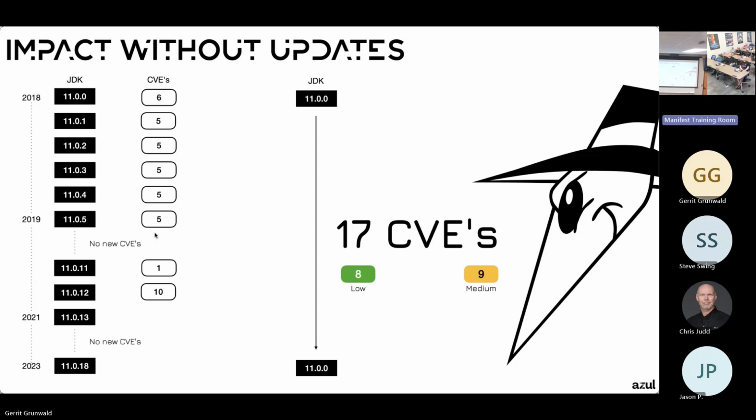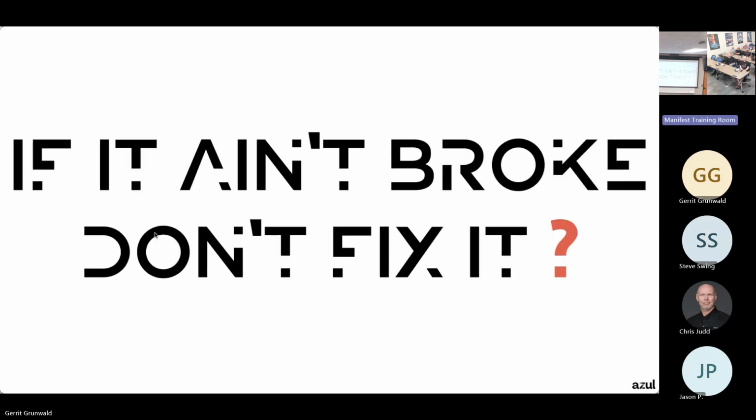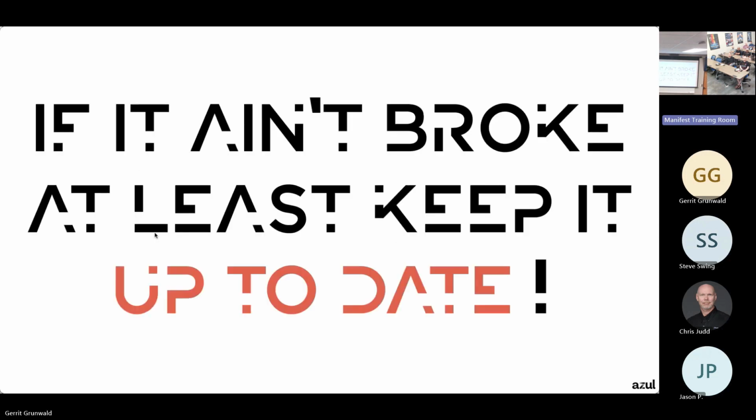And this is what people probably most of the time don't know. You can look up all these things in the NVD. For all JDKs, you can figure out how many CVEs are in there, are they critical or not, what is the impact. So update the JDK. Instead of saying, if it ain't broke, don't fix it, I would say, if it ain't broke, at least keep it up to date. This is my advice in this case. And it doesn't hurt.